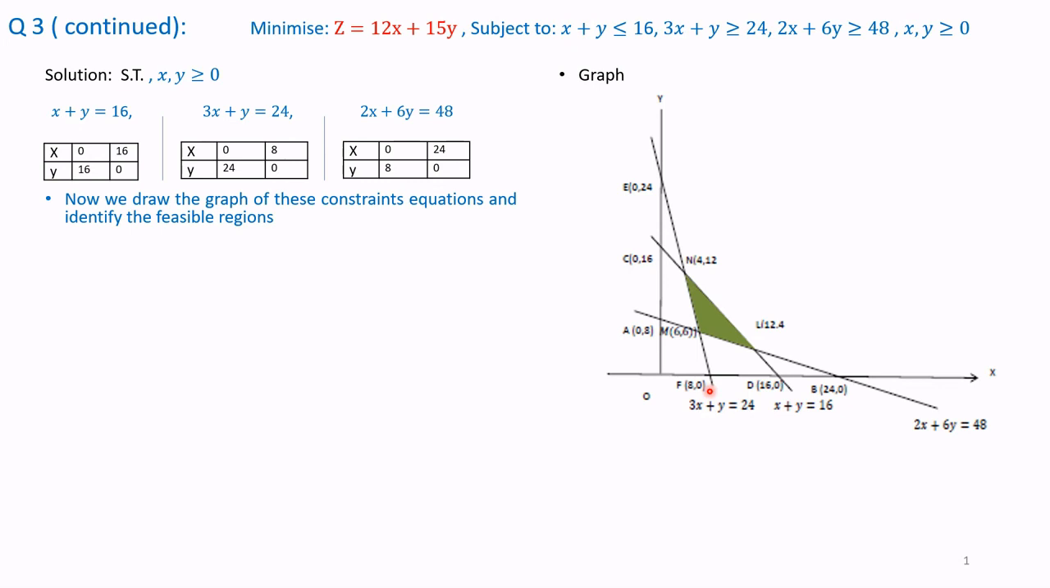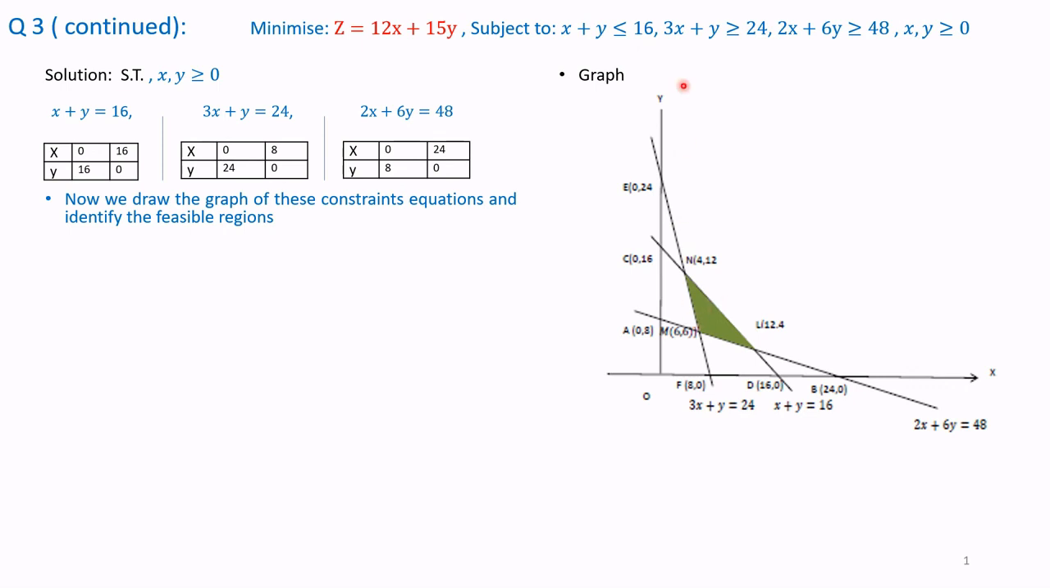Now, the next step is to find the vertices. Mark the feasible region. Now, please go back to the constraint equations. x plus y equals 16 is this line. So, the constraint is x plus y should be less than or equal to 16. So, our region should be below this line.